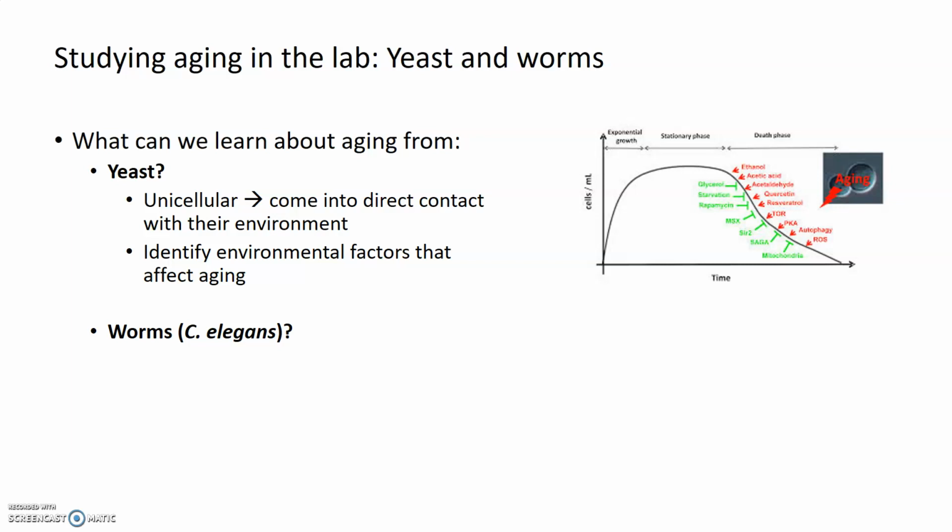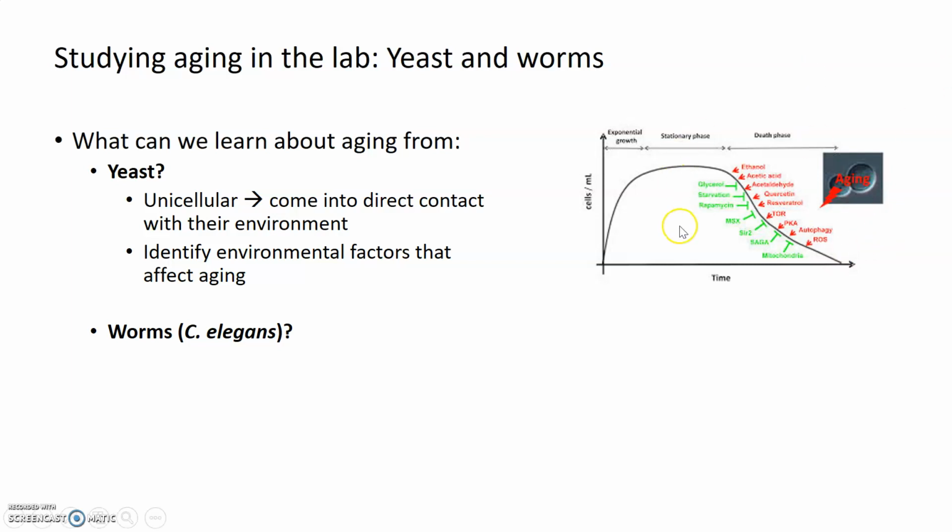And so yeast are unicellular, and they don't actually have protection from their environment. They come into direct contact with their environment at all times. And since we talked in an earlier lecture about how important environmental factors are to determining the rate of aging, yeast are a great model to study the interplay between the environment and what happens in a cell specifically throughout the course of aging.